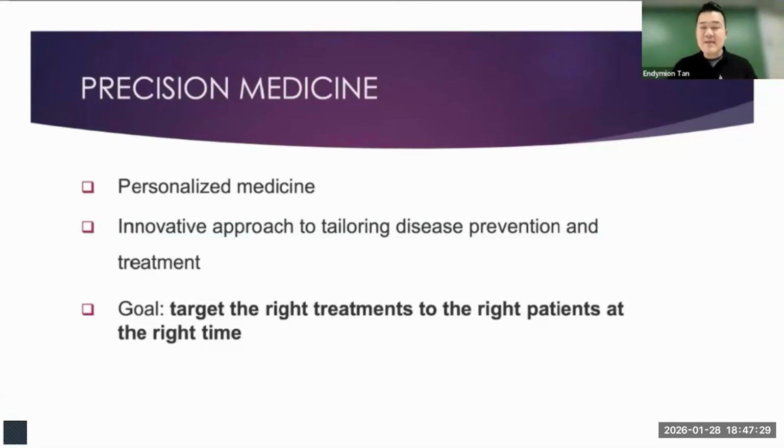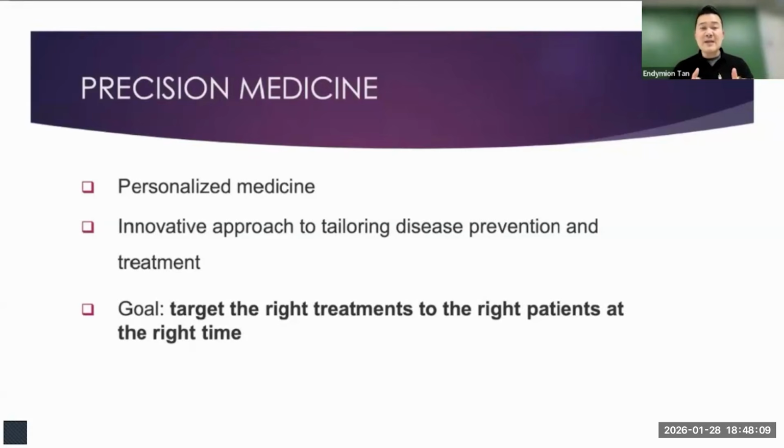Because precision medicine is very personalized medicine. This is a new, novel, innovative approach to tailoring disease prevention and treatment for our patients with sepsis. What is the goal? The target is to give the right treatment to the right patients at the right time. Because sometimes you are just barking up the wrong tree. Perhaps you are entertaining a gram-positive infection, but you are treating these patients with something without gram-positive coverage. You are just giving these patients the wrong antimicrobials because you're still waiting for the blood culture to come out.